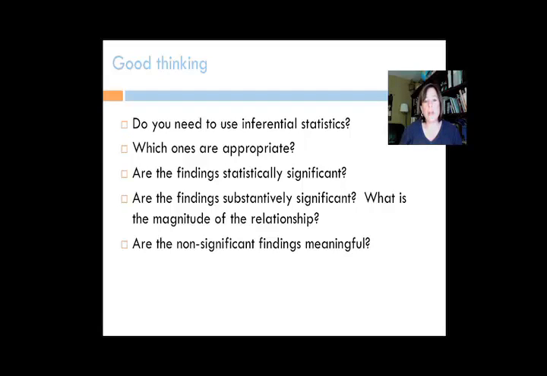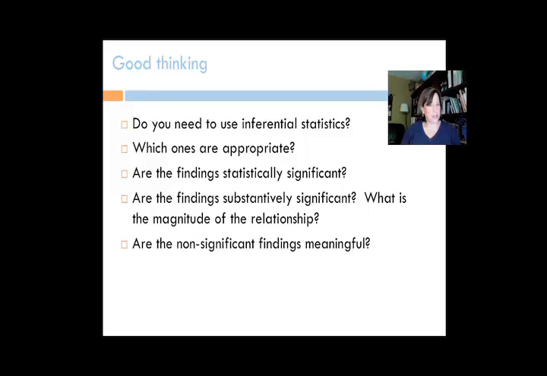But if you do have a randomly selected sample, how do you figure out which statistics you can use? It depends on the level of measurement of your variables. Once you run the statistics and you find that your results are statistically significant, what does that mean? What if they're not? Is that an interesting finding in and of itself?